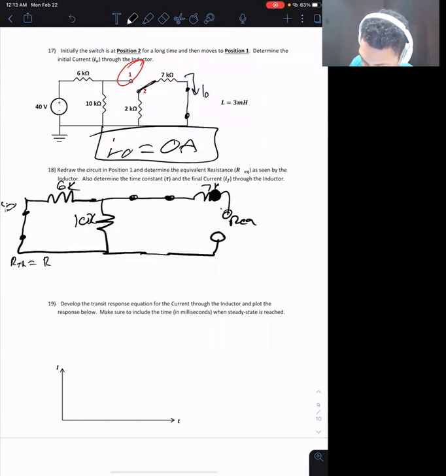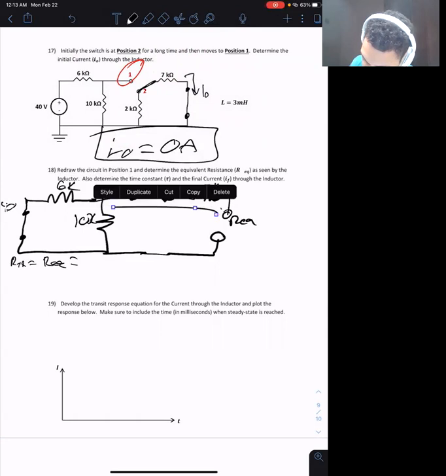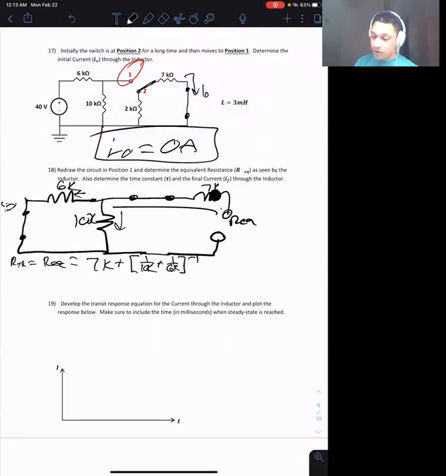R Thevenin equals REQ. And from this perspective, we've got a 7K, and then it splits off into a parallel 6K and 10K. So that means that we have 7K plus 1/10 plus 1/6. And these are kilo. That's to the power of -1. And we're going to get 10.75 kiloohms.